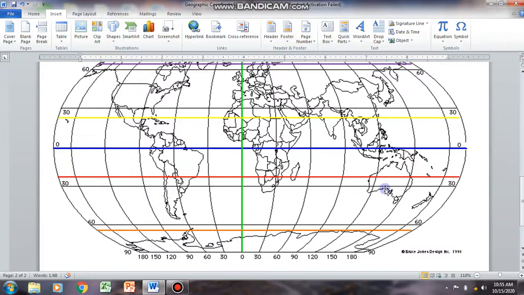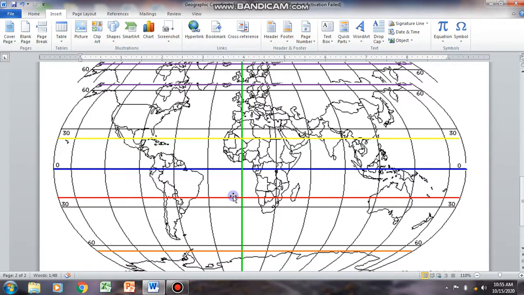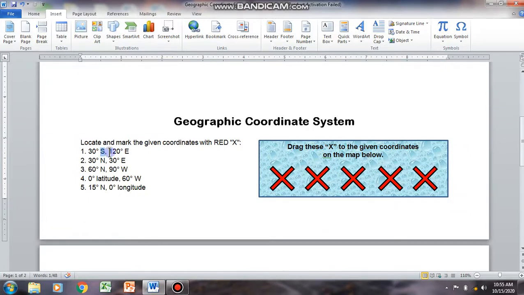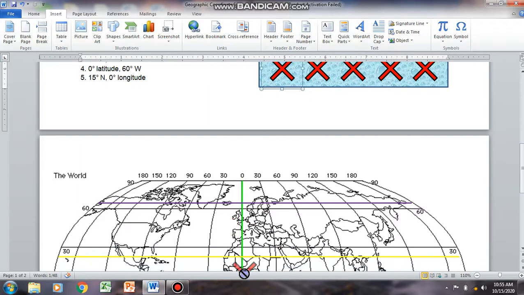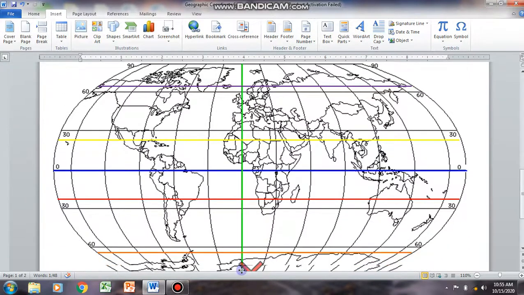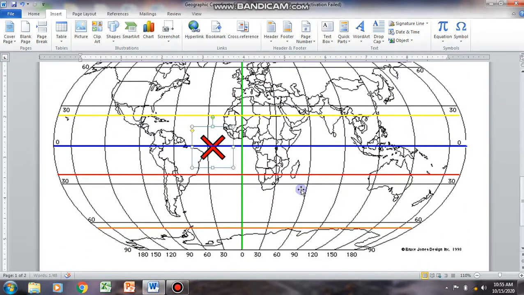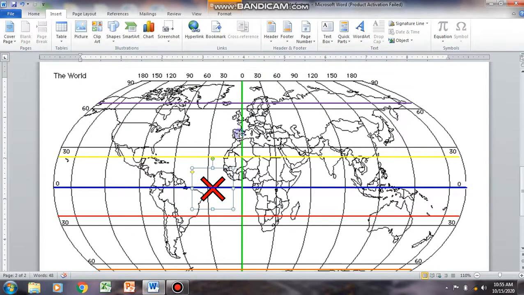Ito yung titingnan mo ngayon na number. 30 degrees south. This one is the 30 degrees south. But yung number na yan ay may kapartner. Sana all may partner, di ba? So, ayan, 120 degrees east. In locating for the east, you will look naman for the numbers sa eastern hemisphere. And this is the eastern hemisphere.